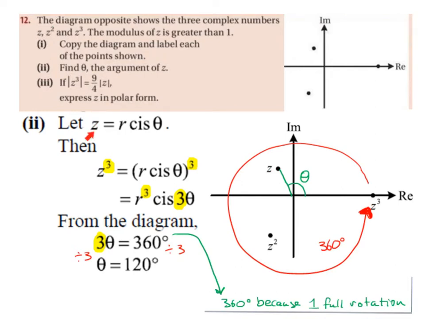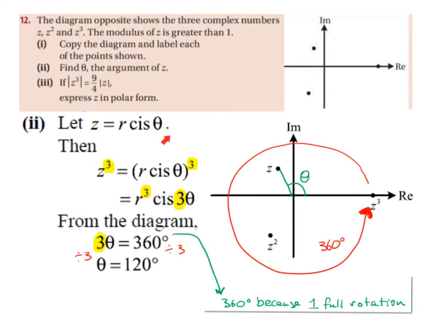So we let z equal r cis theta. Then z cubed will be r cis theta to the power of 3. And here we apply de Moivre's theorem. So we're going to cube the r, and we're going to multiply theta by 3. So we end up with r cubed cis 3 theta.